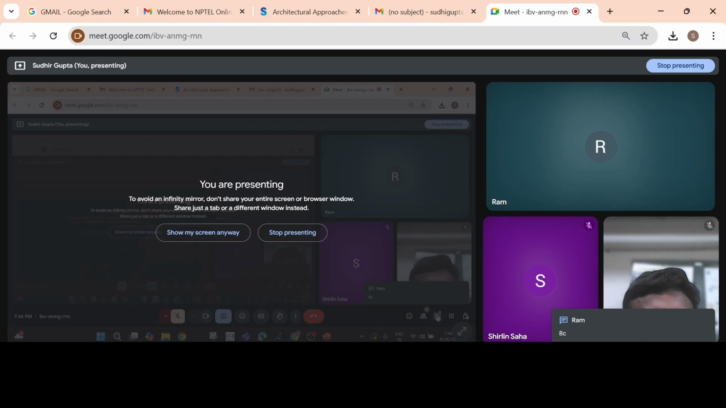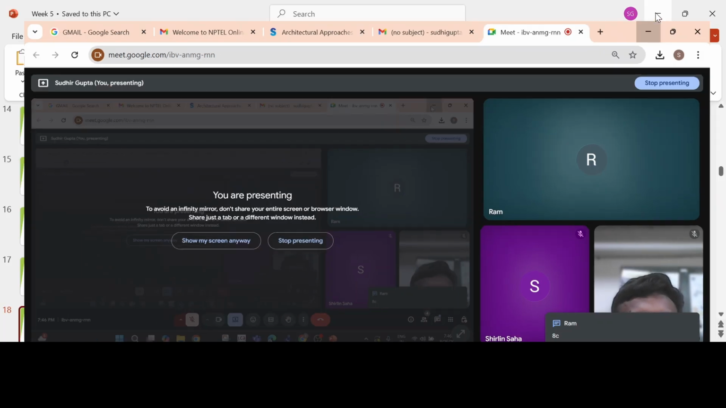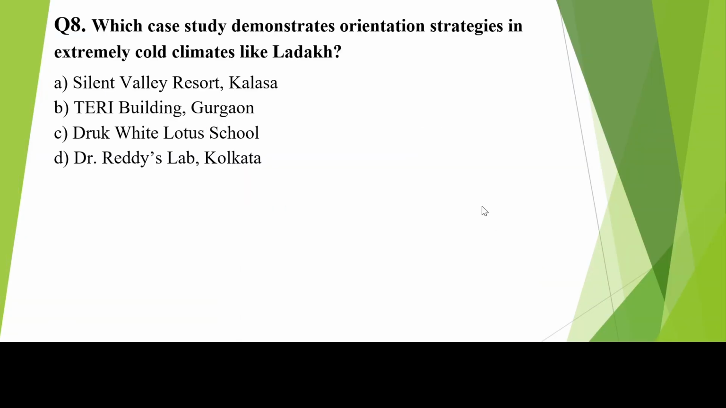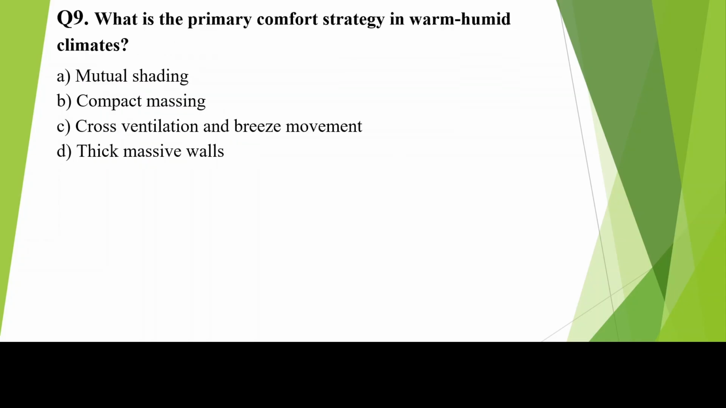Yeah, as I can see, option C has been opted by most of you. From the given options you can discard the other options where the location has itself been given. So only option C, that is Druk White Lotus School, Ladakh, is the case study that demonstrates the orientation strategies in cold climate conditions like Ladakh. Correct. So let's move to the ninth question then.